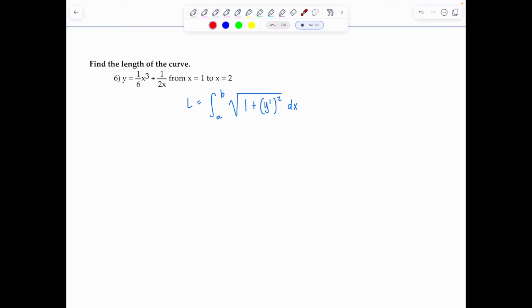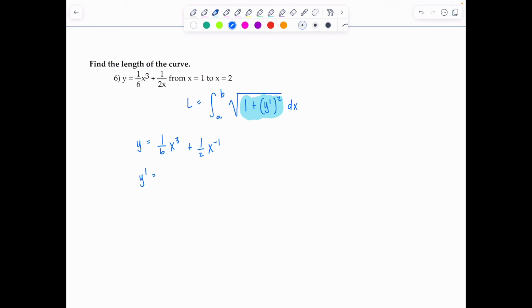I like to clean up and simplify all of this before I set up the integral, okay? So y equals 1/6 x cubed, and then please be careful right here. This is 1/2 x to the negative first. Leave the 2 in the denominator. It's not going to help you if you bring it up with the x to take the derivative. It will just make things worse, okay? So now let me take the derivative. Let me get y prime.